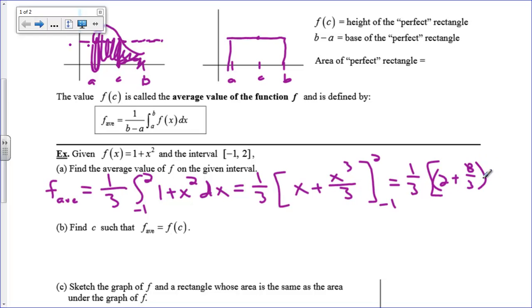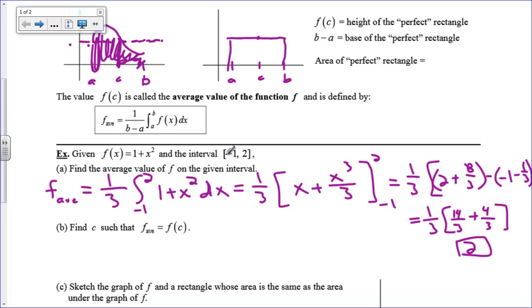And then that's plugging in our 2. And now we plug in our negative 1. Negative 1 minus 1/3. So that's going to equal 1/3 times, well, 2 is 6/3. 6/3 plus 8/3 is 14/3. And then this would be a negative 4/3, but the two negatives make a positive, so plus 4/3. So I'm going to have 1/3 times 18/3, which is 18/9, which is 2.